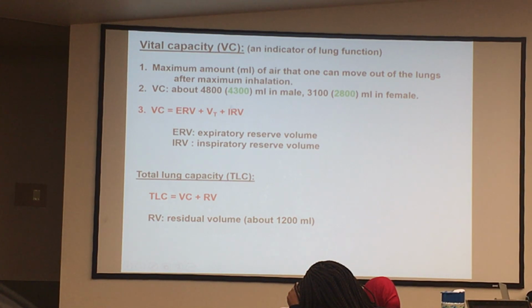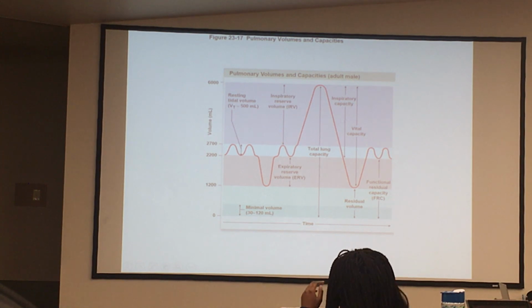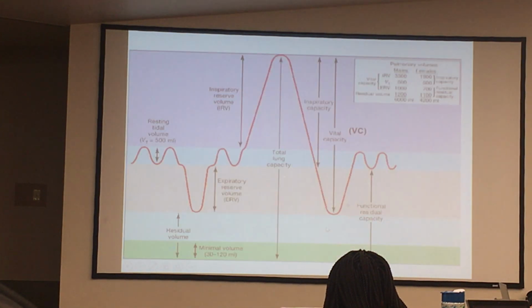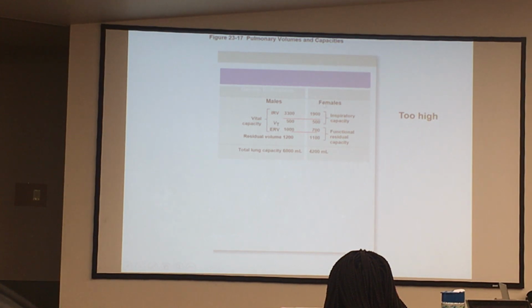So that is the equation you need to know. The other one is total lung capacity, TLC, which is VC plus RV. Let's go back to this one to show you. Vital capacity you need to know. Total lung capacity you need to know. That's the most important part. And here, that's from our textbook, showing male and female vital capacity, roughly. I just say the values are too high, actually we don't have that much.